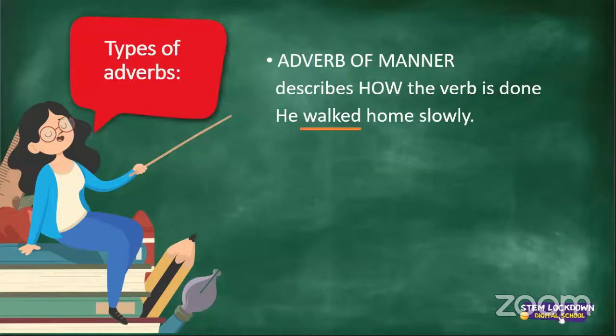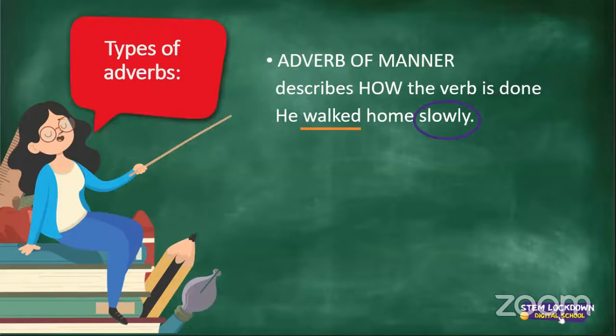And the how will tell you where the adverb is. So I want you to quickly type in your chat box how he walked. Just give me the one word that describes how he walked. Very good, guys. Good job. There we go. He walked slowly. So slowly is the adverb of manner. Well done.